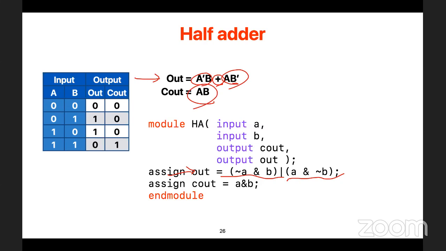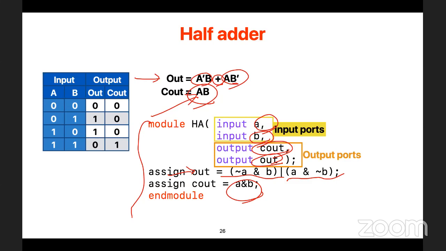And for the C out, it's going to be A and B. So we just put A and B here, the bitwise operator. So that's the whole module. You need two inputs, A and B, and you want C out and out, right? That's pretty trivial for the half adder. These inputs are called input ports, and these outputs are called output ports.